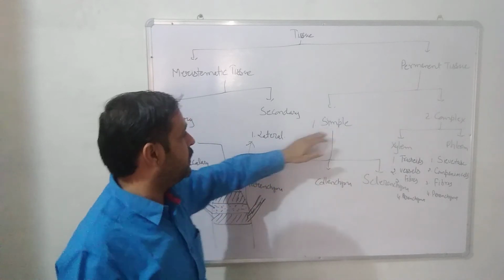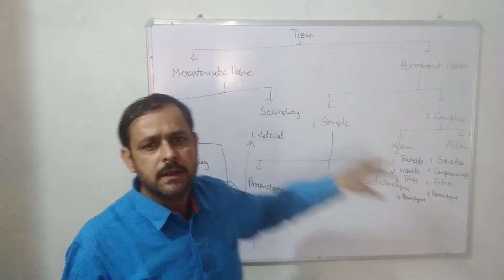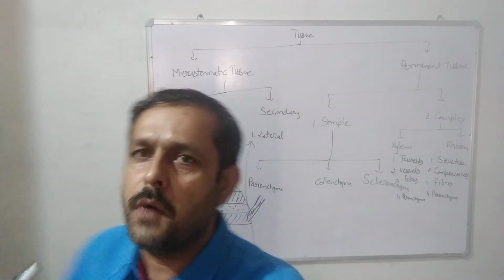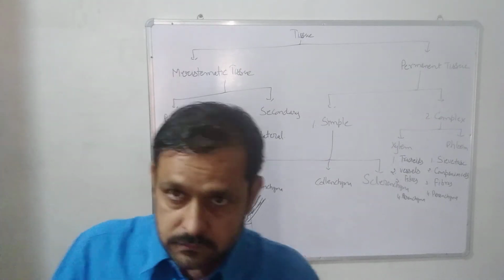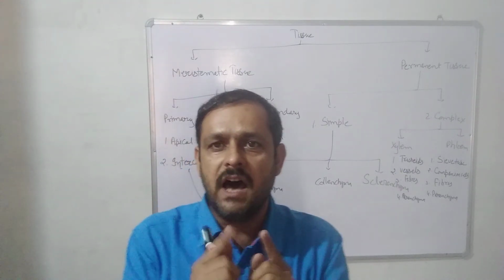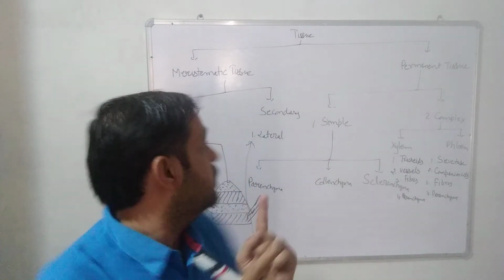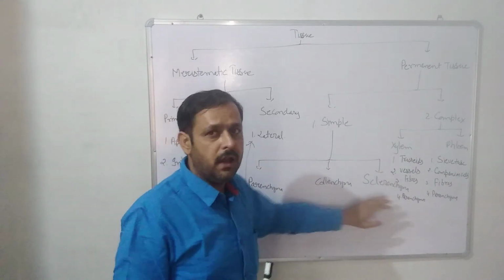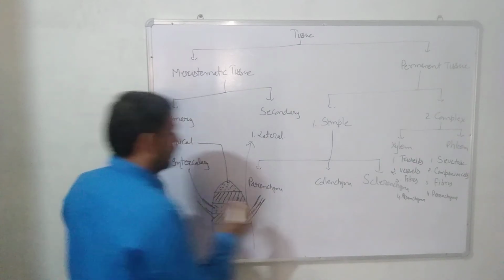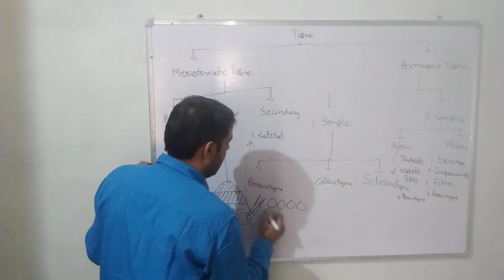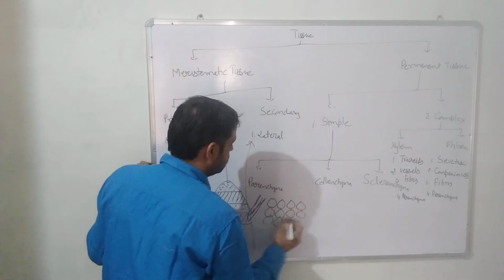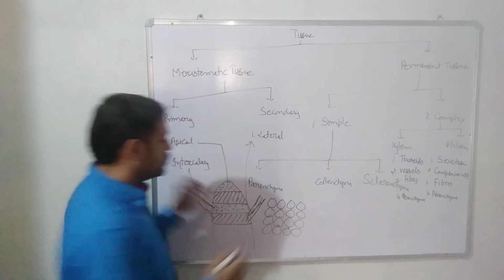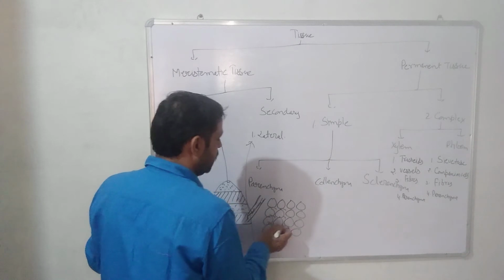Permanent tissue can be further divided into two parts, simple and complex. Simple means uni-defined cells. A simple tissue is made of only one type of cell. Only one type of cell is found in simple permanent tissue, and these are of three types: parenchyma, collenchyma and sclerenchyma. I can differentiate all three. These are a group of cells called parenchyma, which have intercellular spaces.